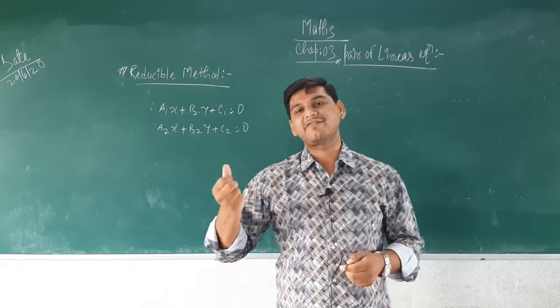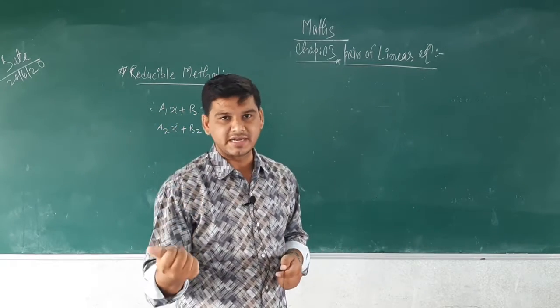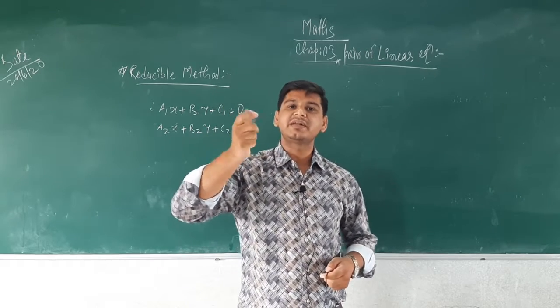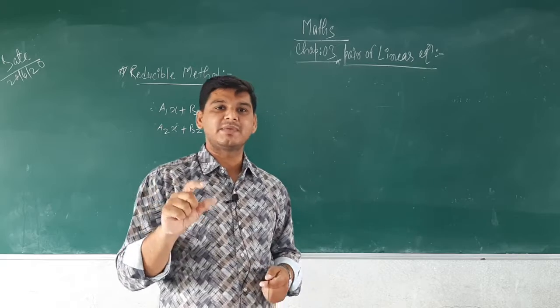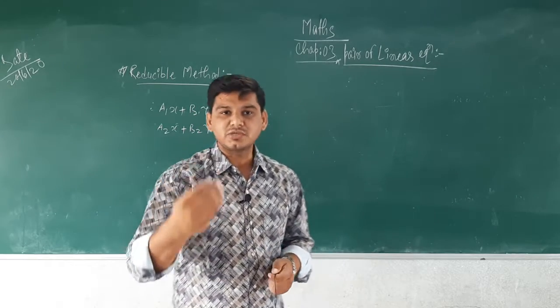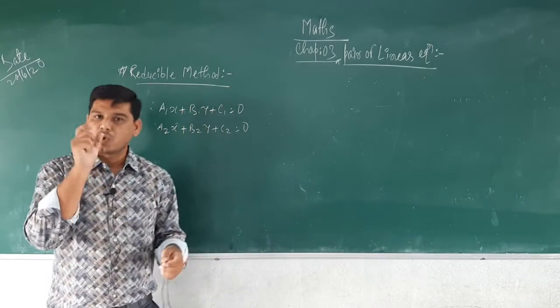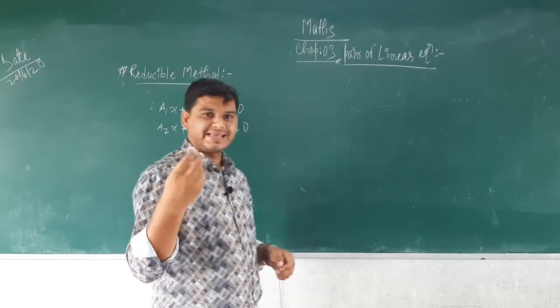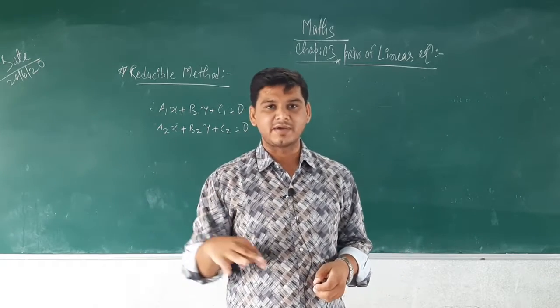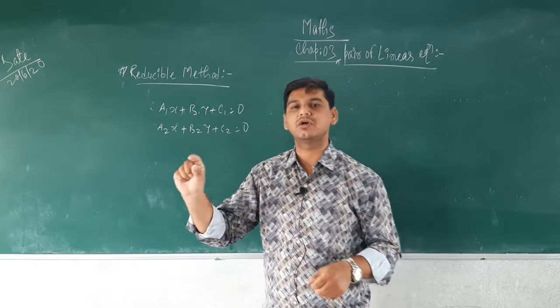If a number has a square root in the denominator, it can be rationalized by multiplying the numerator and denominator by that number, so that the denominator is removed in a rationalized form. The reducible method is just like that. Whatever the denominator is, in the form of x, or y, or x plus 1, y minus 1, square root of x, whatever it is in the denominator.